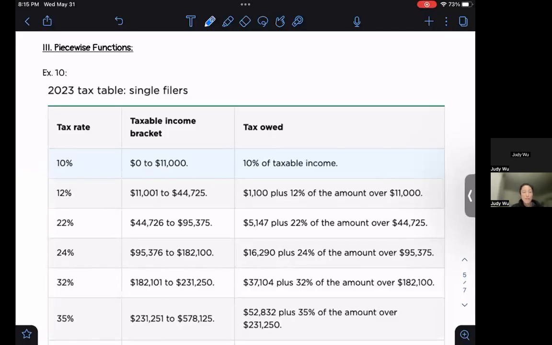Hi, folks. Welcome to part 3 of 1.2. And this last section here we're going to talk about is something called piecewise functions.